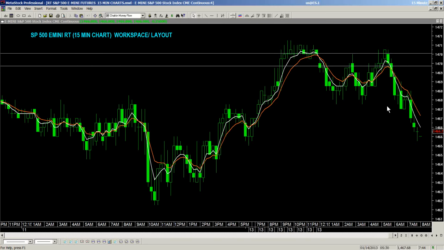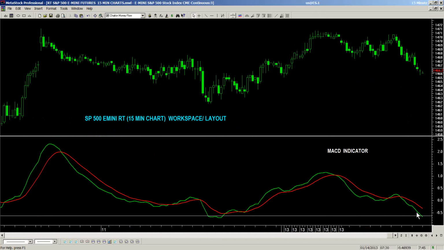To the downside. EMAs crossed way back here at the 5:45 AM bar. Disparity between the EMAs is wide. This is in our favor. Disparity between the MACD and the signal line is wide. This is in our favor. Early morning trade, 7:45 Eastern, on a short trade.